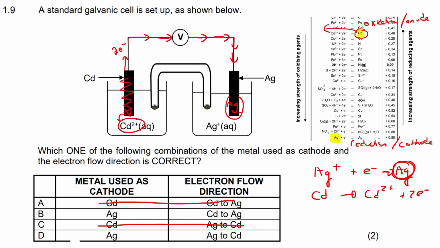So this one's going to get smaller. This one's going to get larger. So can you see the flow of electrons? It's going from Cd to Ag. So the answer is B.